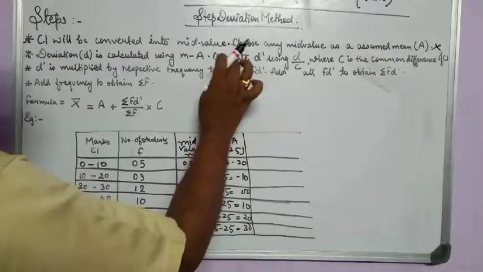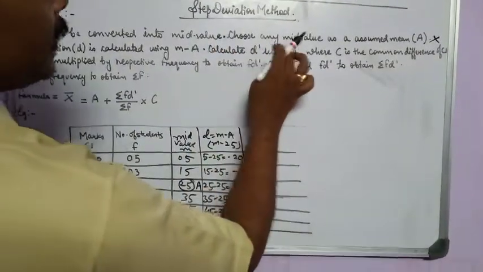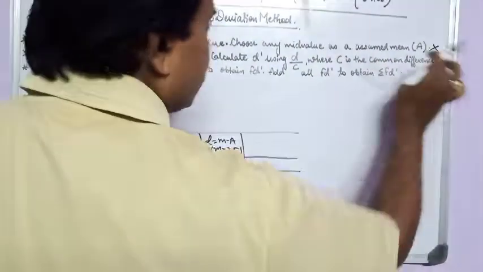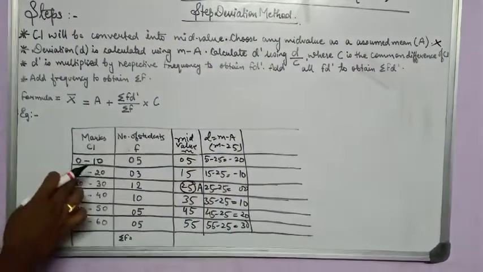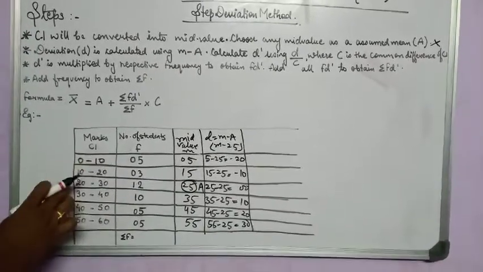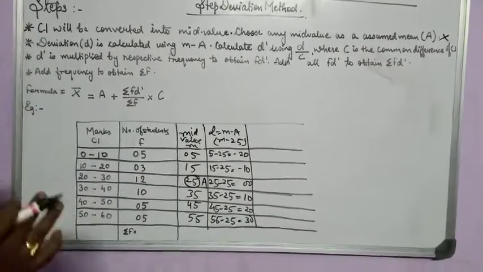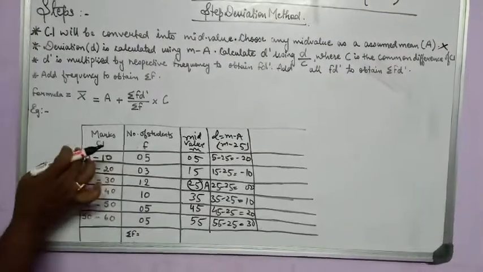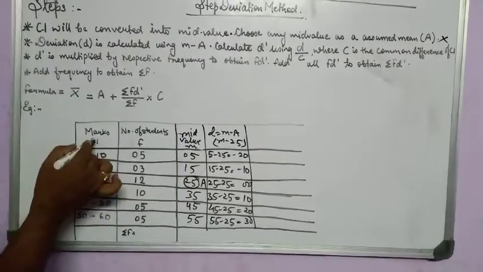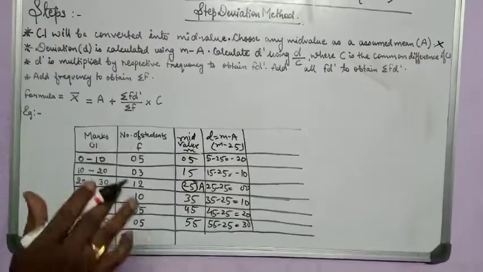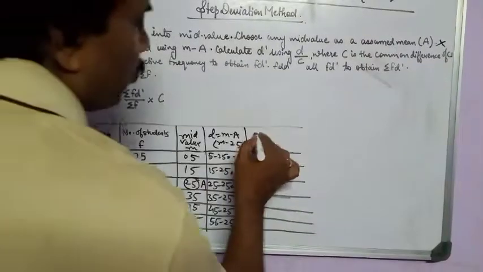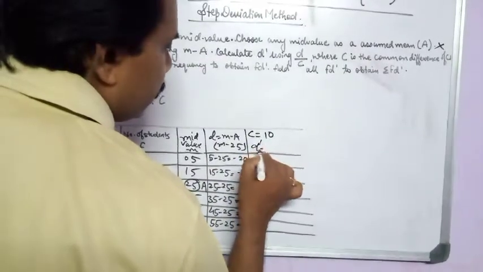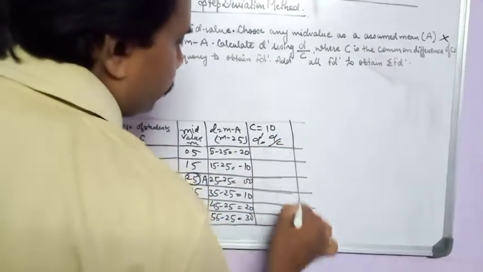Now come to this line. Calculate D dash using D divided by C, where C is the common difference of the class intervals. So what is the C? The common difference is 0 to 10, 10 to 20, 20 to 30. So the common difference is equal to what? 10. So the difference between the lower and the upper class limit is 10. So here C is equal to 10, then D dash is equal to D divided by C.